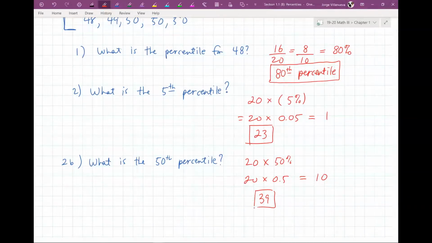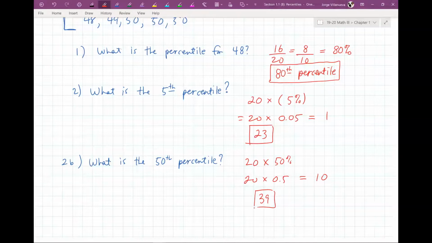Okay, are we okay so far with that? So for percentiles, you're just multiplying the percent times the total number of numbers that you have. To find a specific percentile, if they ask you for a certain number, you count which position it's in over the total. So if it's in the 7th position, you do 7 over 20 for our case, right?